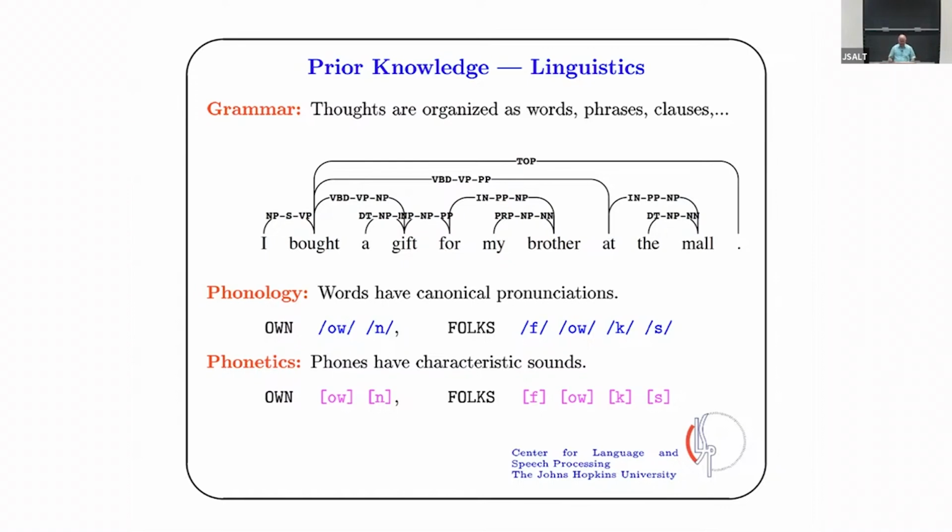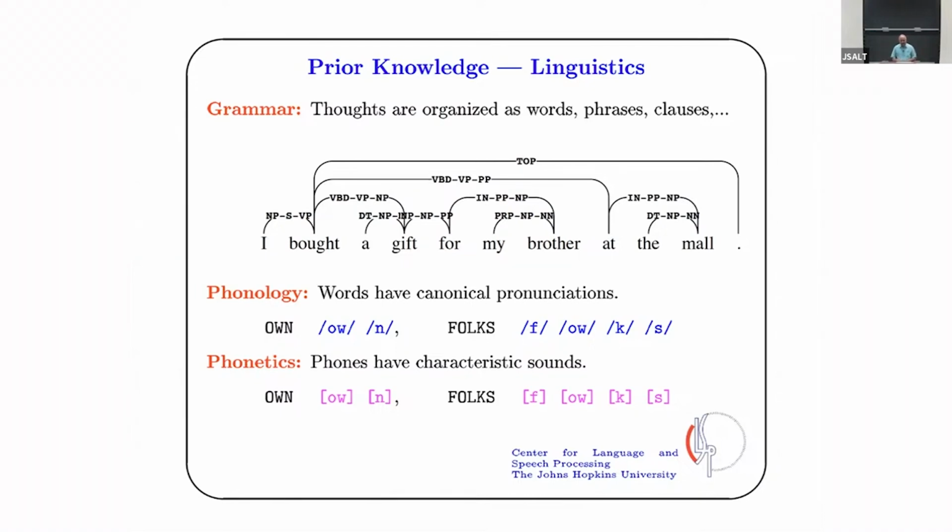If you haven't, don't worry about it. What you see over there are lines on the top that connect words, pairs of words, right? So I is connected to bought. Bought is connected to gift. It's also connected to at. And gift is connected to a, gift is also connected to for is connected to brother is connected to my, and so on and so forth, right?